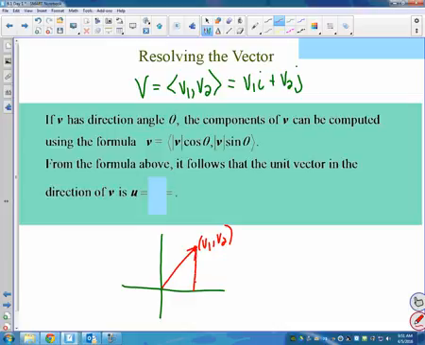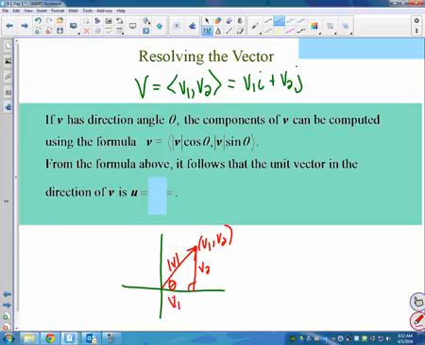I draw in my triangle. This is my theta. The only difference is we're not using x, y, and r here. We're going to say this is my magnitude, my absolute value of v. This is my y value, which I'm going to say is v sub 2. This is my x value, which is v sub 1.